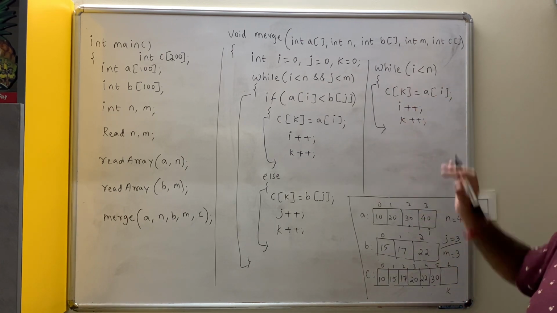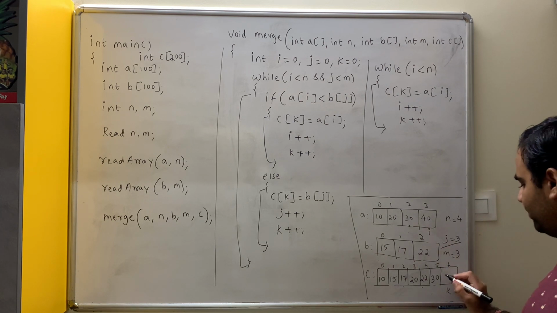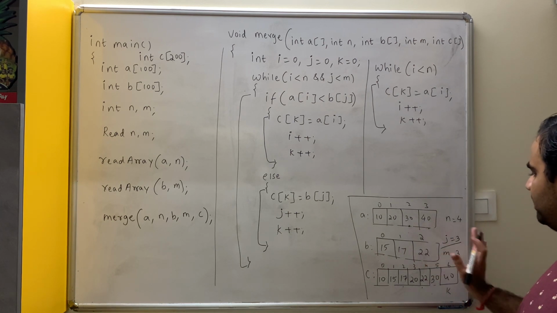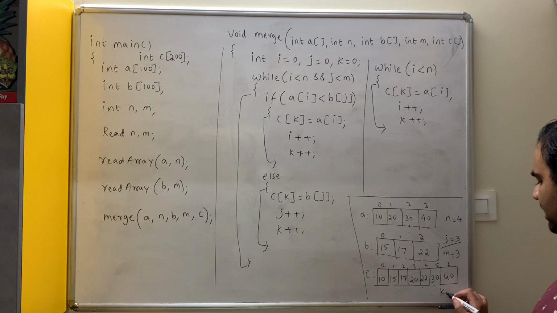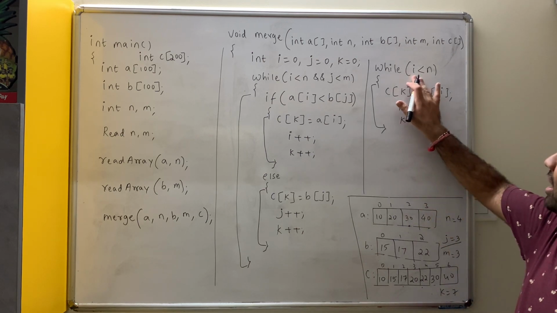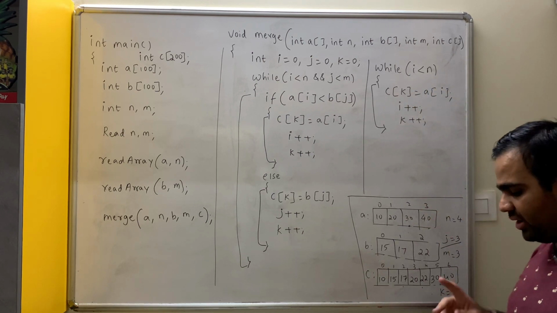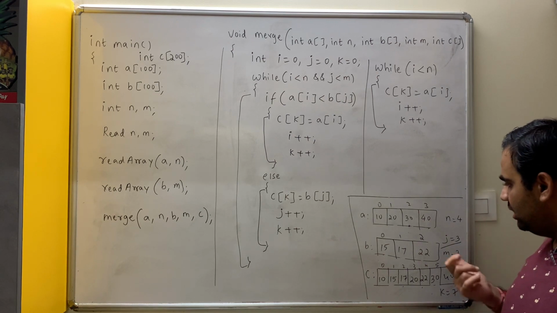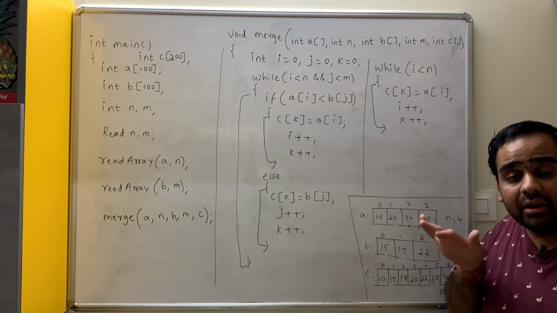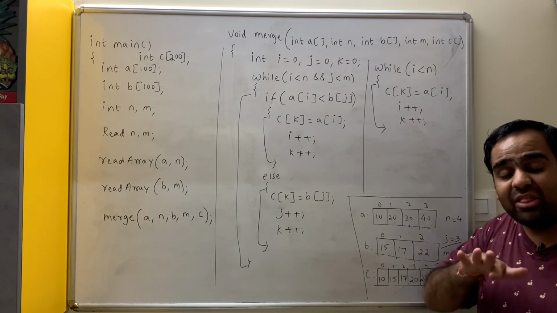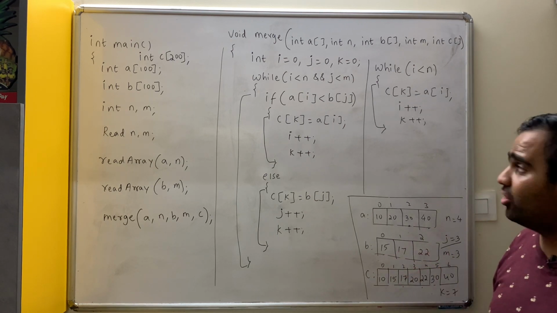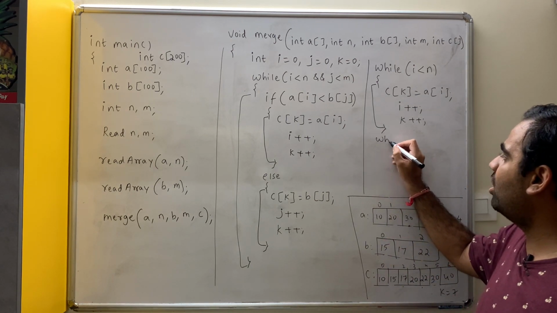Again you go back. I less than n. Yes. C of k is A of I is 40. I plus plus I becomes 4, k plus plus k becomes 7. Go back, 4 less than 4 is false. Now in this case, the elements of array A remained. It might so happen that the array elements of B would be remaining. Therefore, what do I write over here?